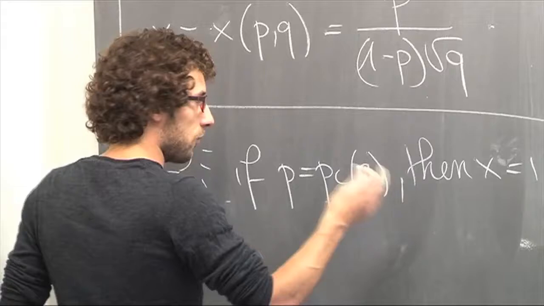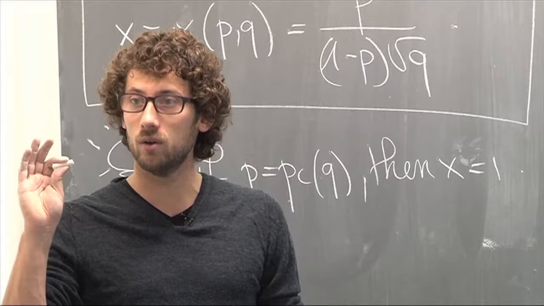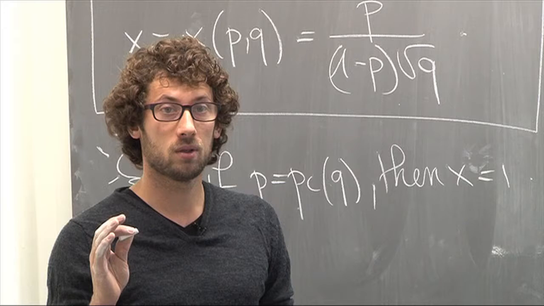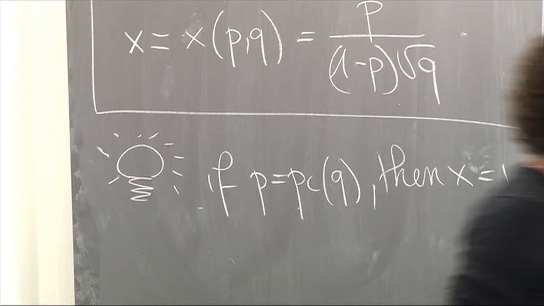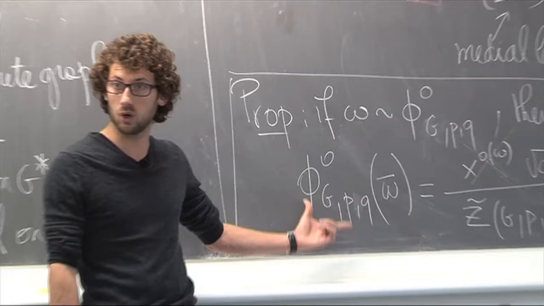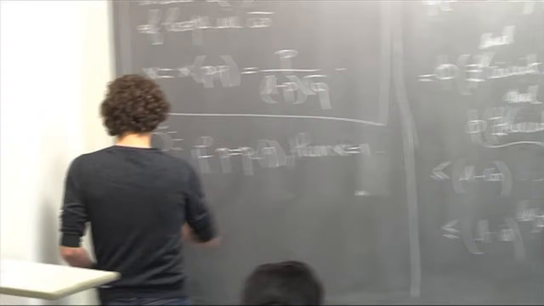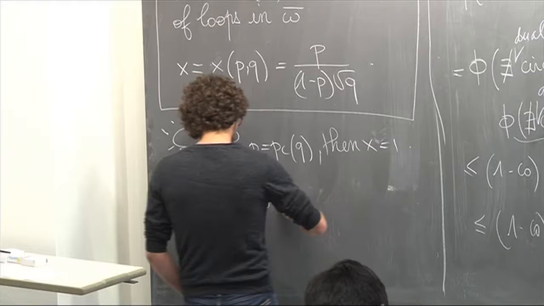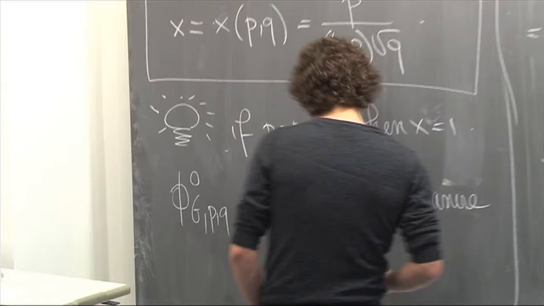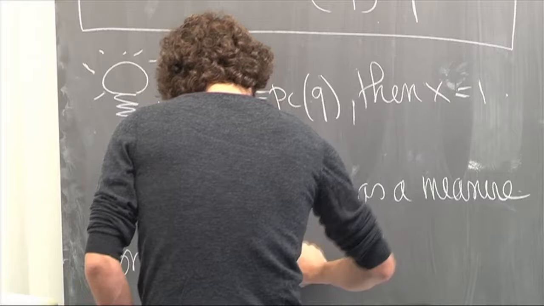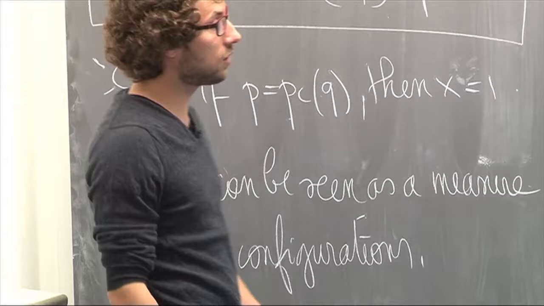And so for this reason, we are going to just forget about the original configuration now when we work at pc and just work with the loop representation. And in particular, I'm going to now always identify this phi zero GPQ, which was a priori defined on percolation configuration. Now I'm going to see it as a measure on loop configurations. Okay, so let me try to prove this proposition.